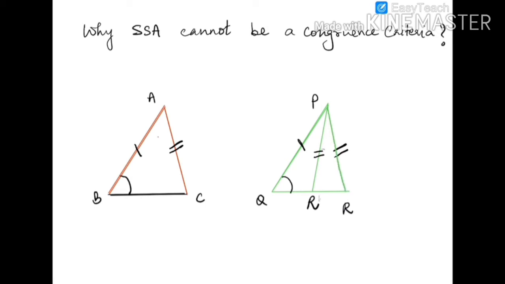So understand, if we are not given this angle, then PR can be drawn in two ways. Placing PR like this and placing PR like this. This gives us two ways in which we can draw triangle PQR. So if we know two consecutive corresponding sides in two triangles equal and an angle equal, it does not imply that the triangles will be congruent.